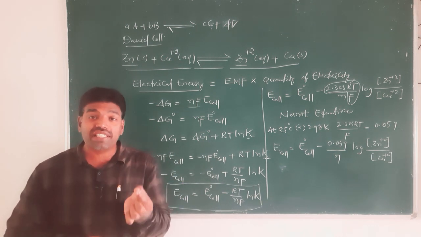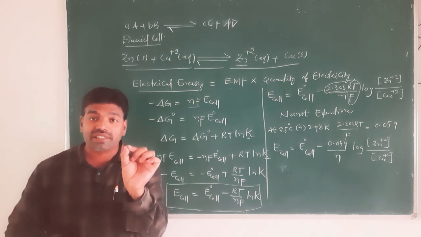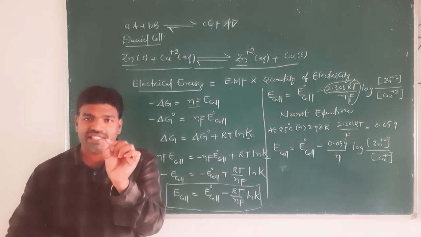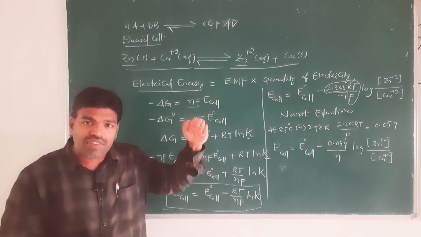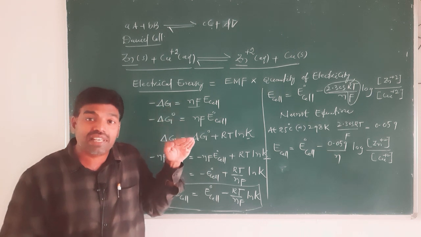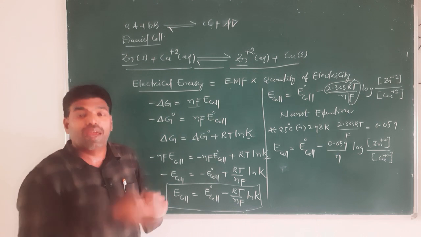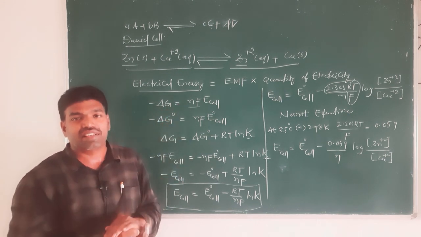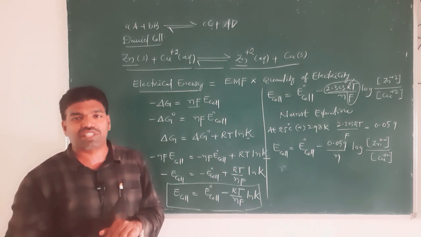Gibbs free energy is the thermodynamic term. The decrease in Gibbs free energy produces the electric energy. So Gibbs free energy is decreasing, and this decrease of Gibbs free energy produces the electric energy. The Gibbs free energy is disappearing and electric energy is appearing. That is, Gibbs free energy is decreasing and electric energy is increasing. So this is about the thermodynamics of a reversible cell.